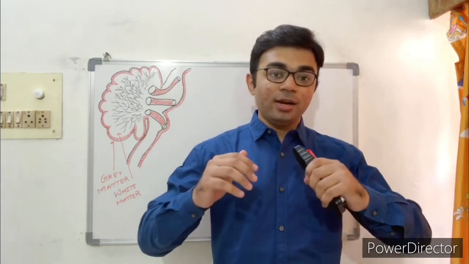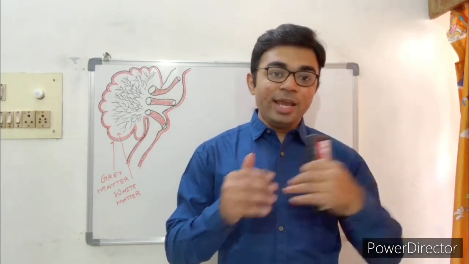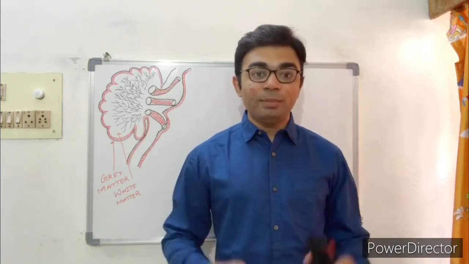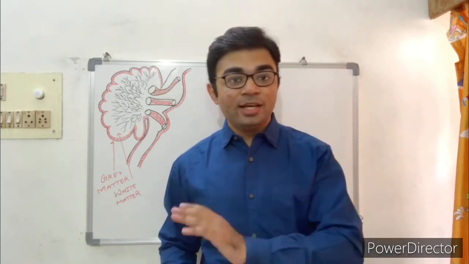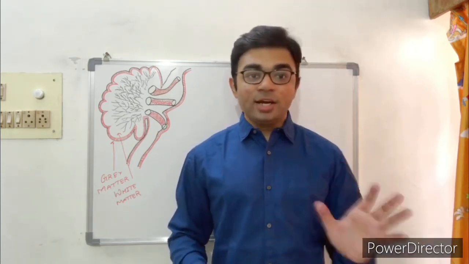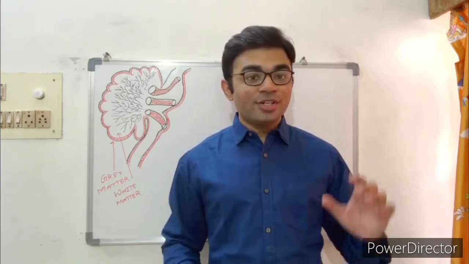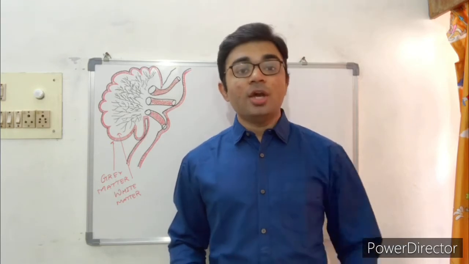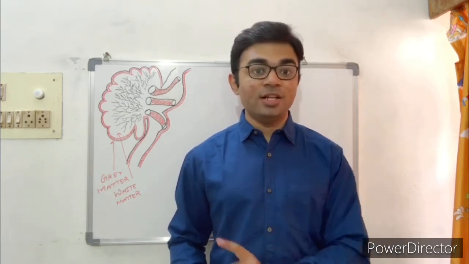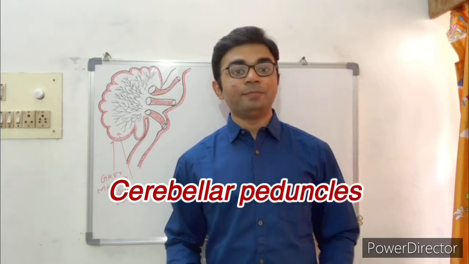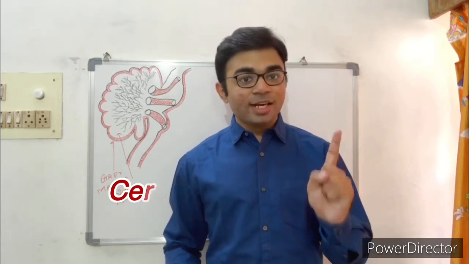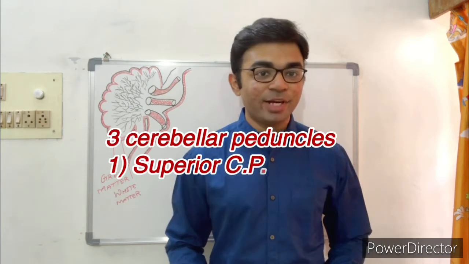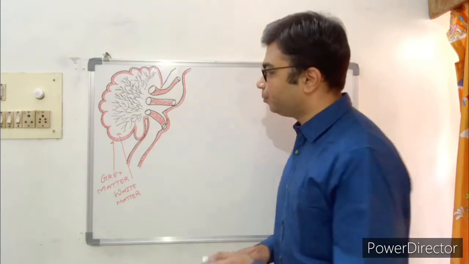Do remember these things: the fibers which are coming in and going out of the cerebellum are not arranged randomly. Those fibers are divided into three different bundles or three different groups, known as cerebellar peduncles. There are three cerebellar peduncles. First is the superior cerebellar peduncle, second is the middle cerebellar peduncle, and the third one is the inferior cerebellar peduncle. Let me show it in this diagram.